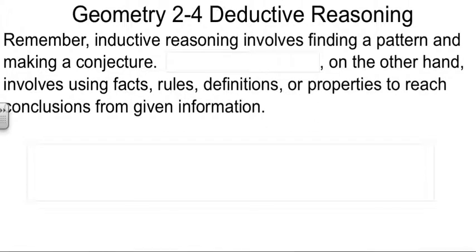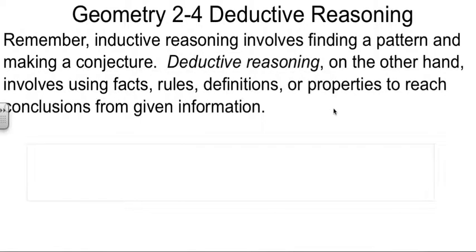This is Geometry, Chapter 2, Section 4, in which we will learn more about deductive reasoning. We've already talked about inductive reasoning, how that relates to finding a pattern and then making a conjecture based on what you've observed in the past, what you expect to happen in the future.